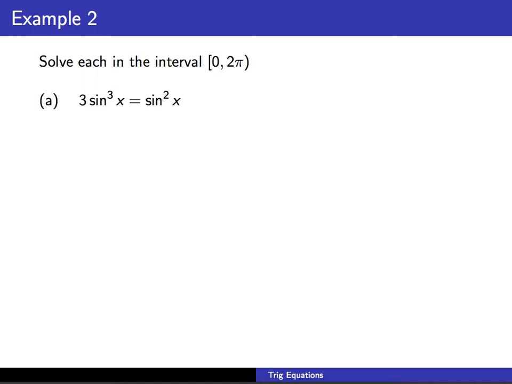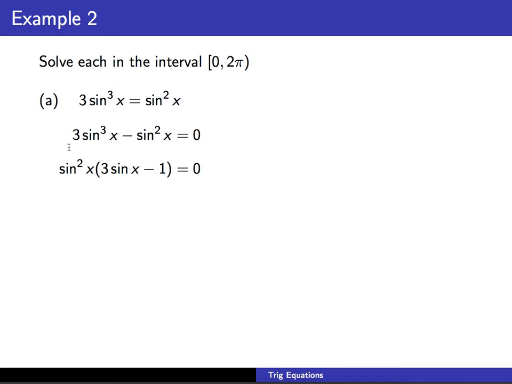So for part A, we have 3 times sine cubed of x equals sine squared of x. Now, this is like having 3y cubed equals y squared in, let's say, another algebra class. And first thing we're going to do is we're not going to divide both sides by sine squared. We're actually going to subtract sine squared from both sides. So we have 3 sine cubed of x minus sine squared of x equals 0. So now both terms have a common factor of sine squared, so we can factor that out. When we factor out a sine squared, we get sine squared x times 3 sine x minus 1.